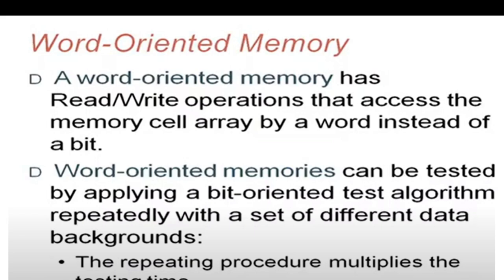Next is the word-oriented memory. A word-oriented memory has a read or write operation that accesses the memory cell array by a word instead of a bit. Word-oriented memories can be tested by applying a bit-oriented test algorithm repeatedly with a set of different data backgrounds. The repeating procedure multiplies the testing time. So if we are repeating say 2 times and we have a test time of say t, now 2t will be the test time.